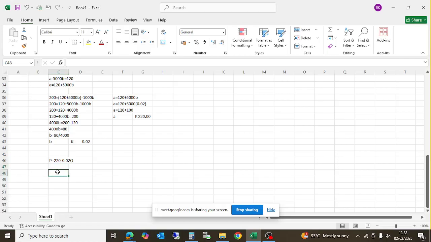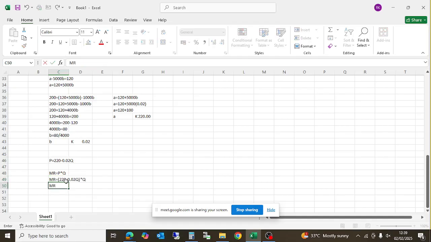So how do we find our marginal revenue? Marginal revenue is our price multiplied by our total quantity. So it will be something like this: marginal revenue is equal to our price. Our price is 220 minus 0.02 Q, multiplied by the quantity, which is Q.